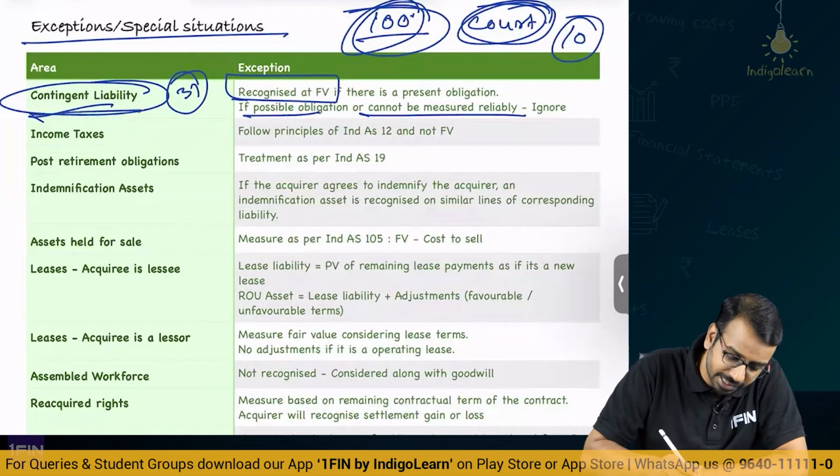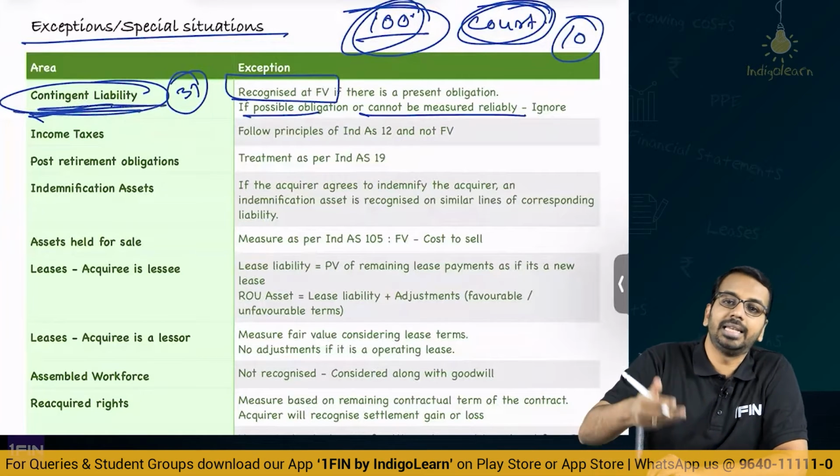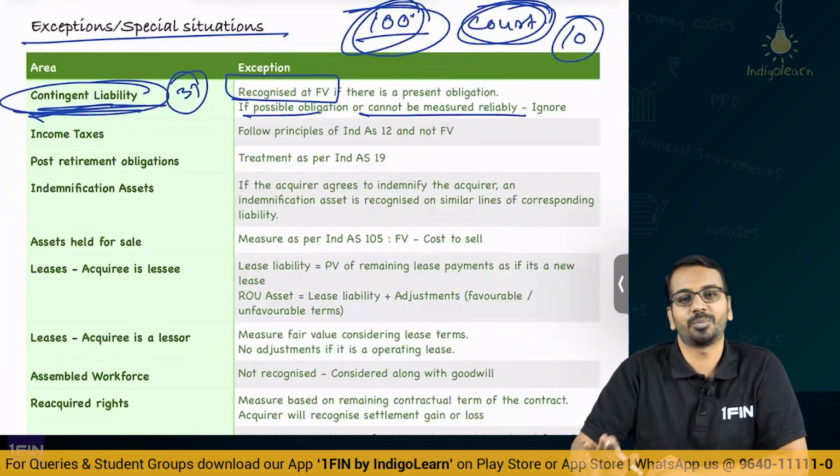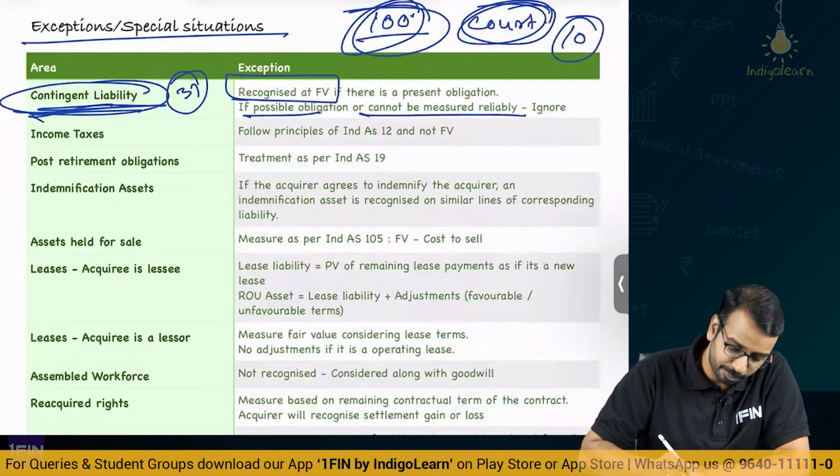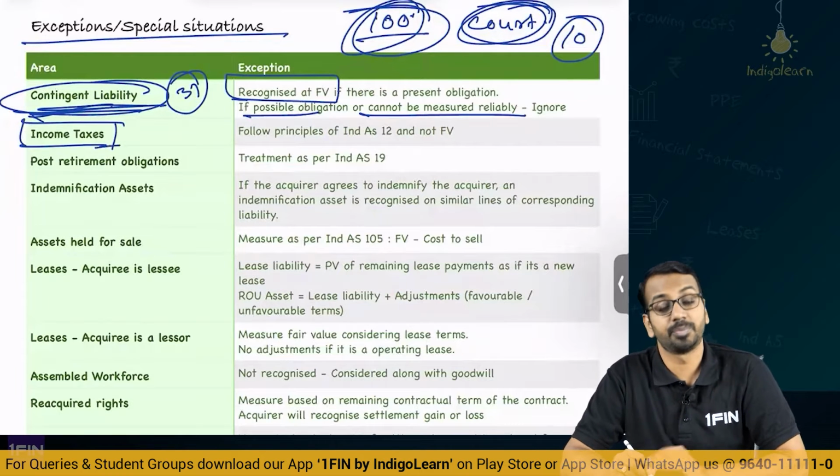So where do we take this? This will be a part of any other liability. This is not a part of purchase consideration. This is a part of any other liability. Right. Then income taxes. What is the exception here?